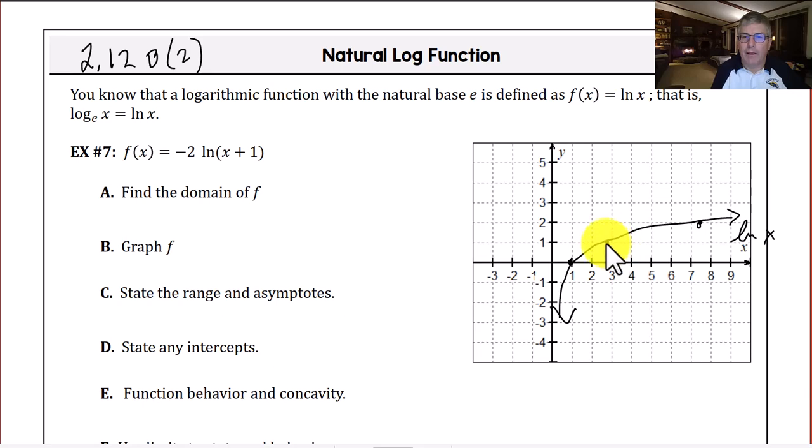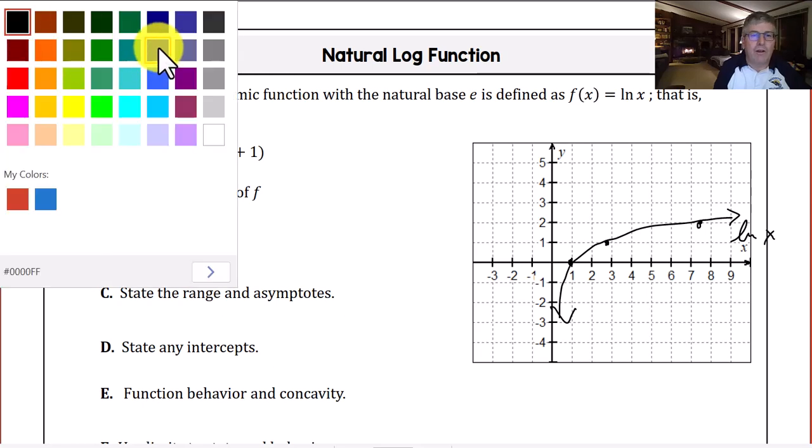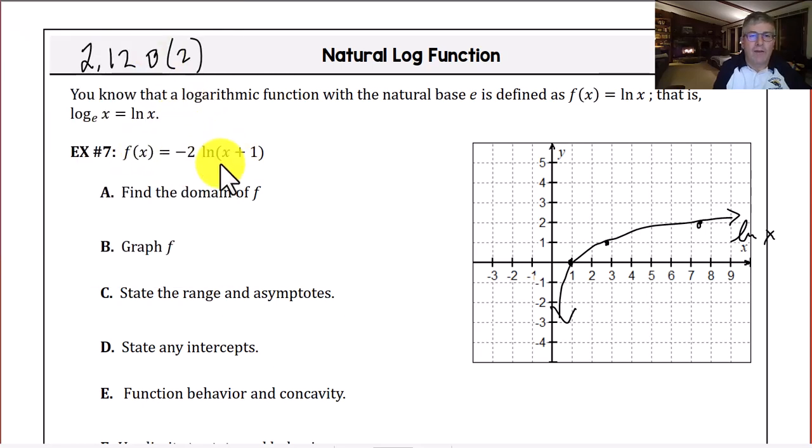I was able to pick a couple of points. (e, 1) is a point, and (e squared, 2), where e squared is about 7.5, is another point. So I've got these particular points that I can just graph for the natural log of x. But now for our transformed function here, we've got a lot going on.